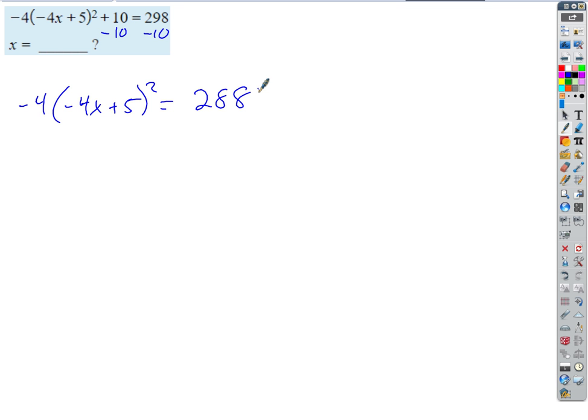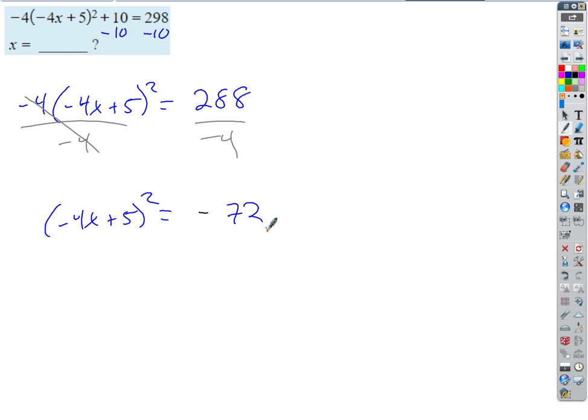So I'm going to get what, 288? Okay, so what's next? Divide by negative 4. Good. Negative 288 over 4. What's that going to be? 72. Negative 72. Now what? Square root?